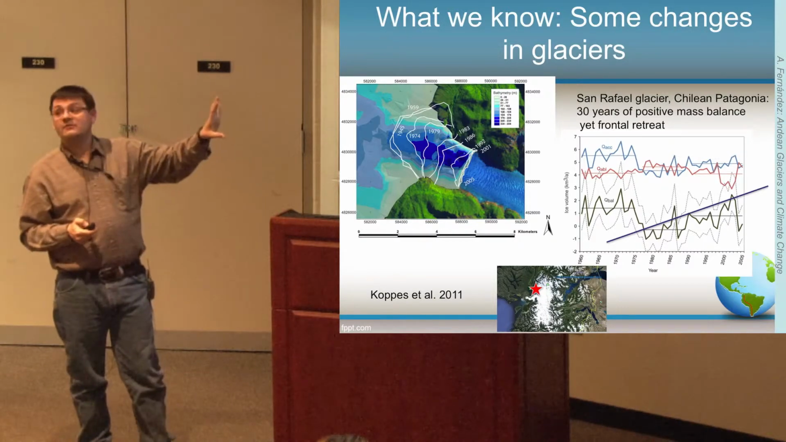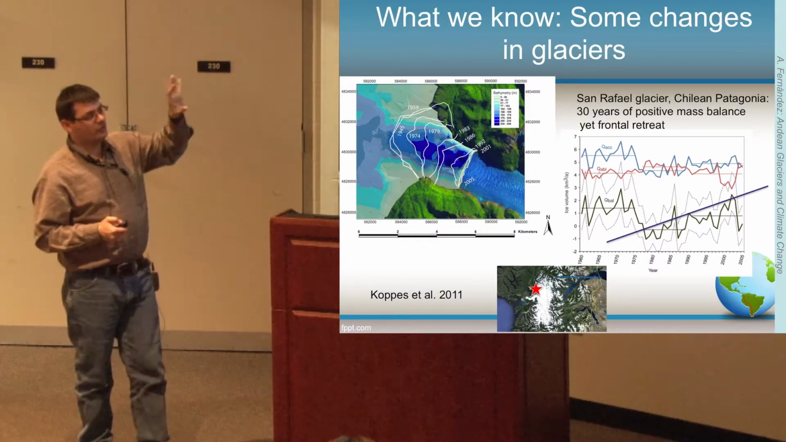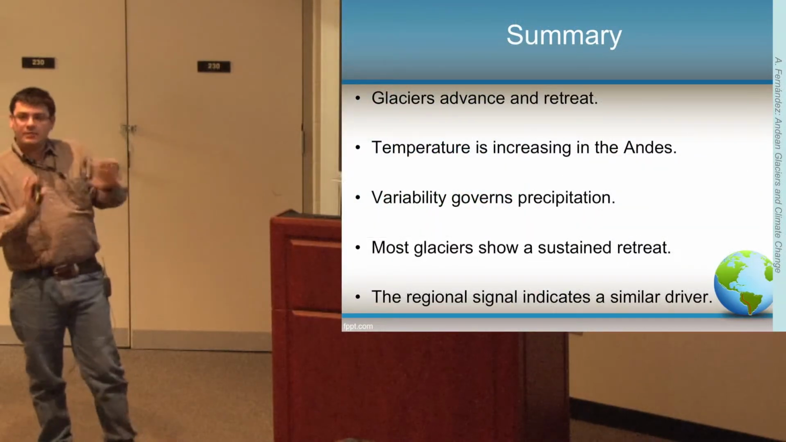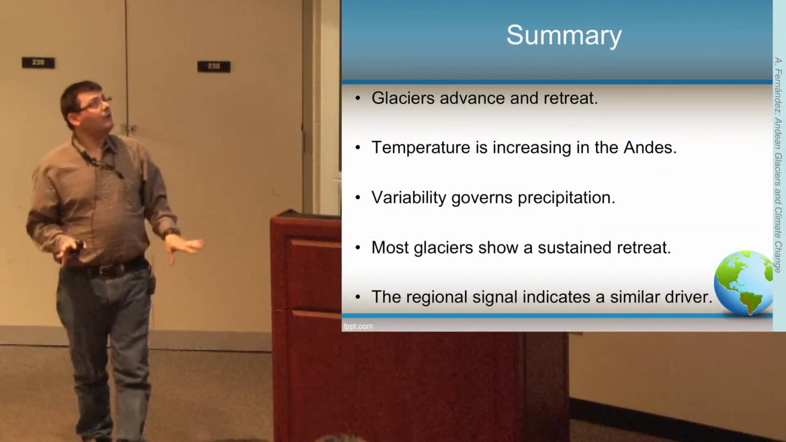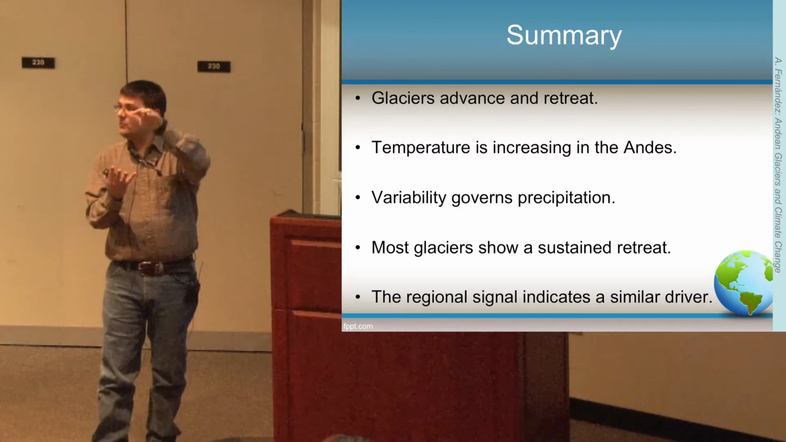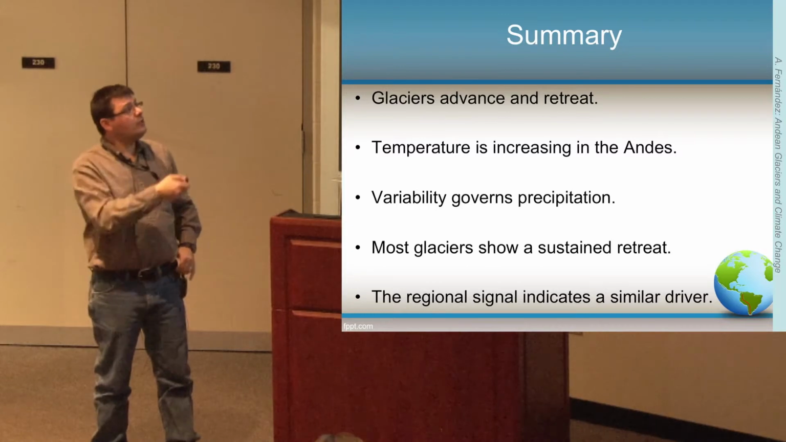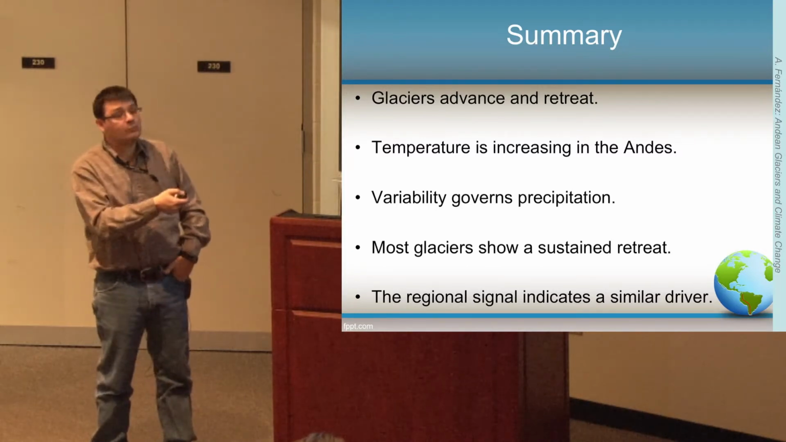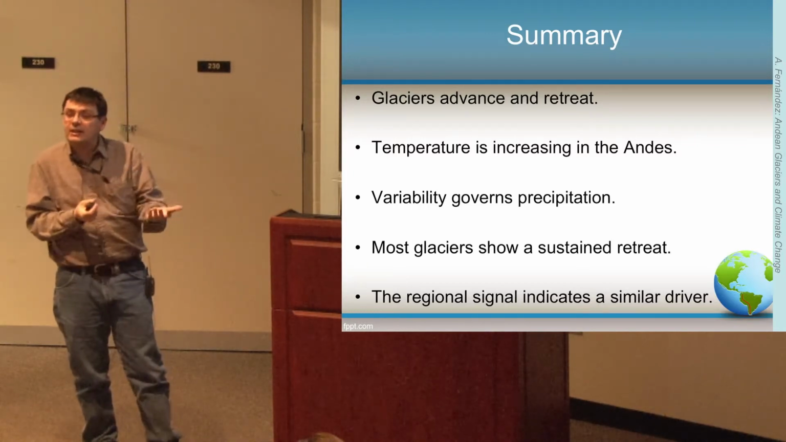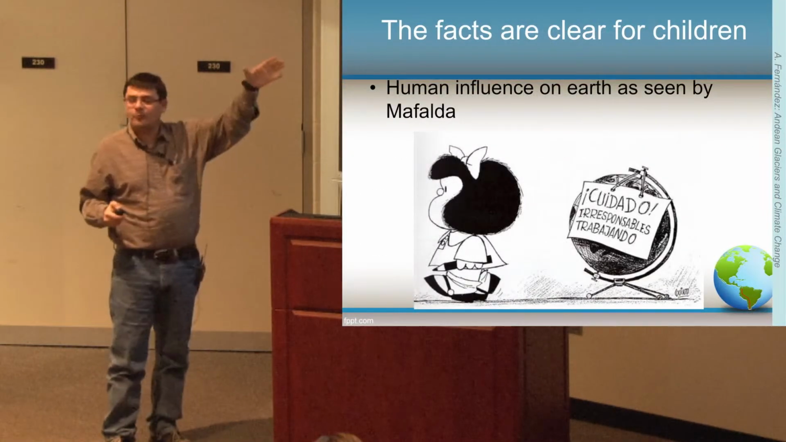But the message, I think, is very clear. There is a regional change. So just to summarize, and don't forget, again, Charlie Brown: glaciers advance and retreat. Temperatures are increasing in the Andes. Variability governs precipitation, but if we increase the temperature, we have more solid precipitation versus liquid precipitation, so less mass for the glaciers. Most glaciers in the Andes show a sustained retreat. So that regional signal indicates a similar driver, which is basically what we call global warming showing up in these areas.